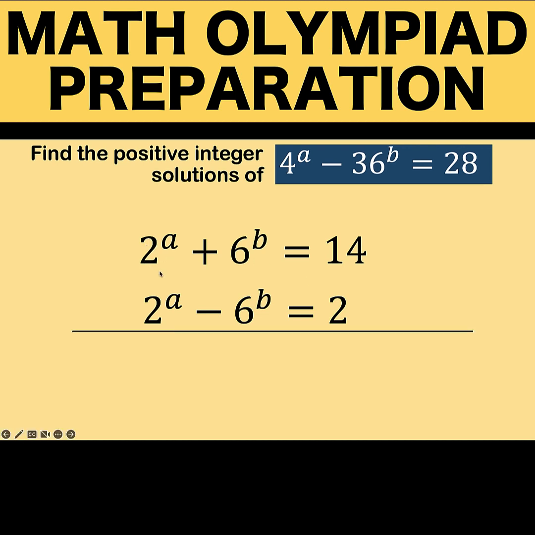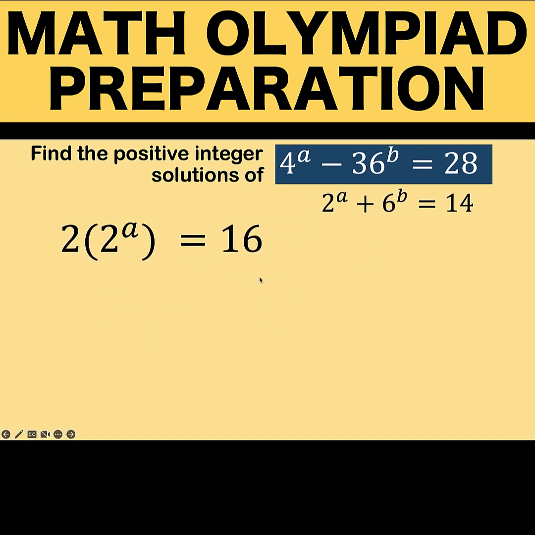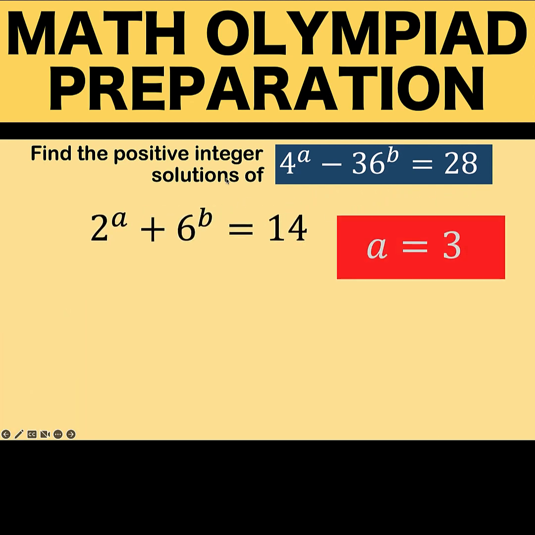Adding 2 raised to a plus 2 raised to a, we have 2 times 2 raised to a. 6 raised to b minus 6 raised to b is 0. 14 plus 2 is, of course, 16. And solving now for a, we divide both sides by 2 to get 8 at the right side. And 8 can be written as 2 raised to the third. And so clearly, a is equal to positive 3, which is a positive integer solution. So a now is equal to 3.